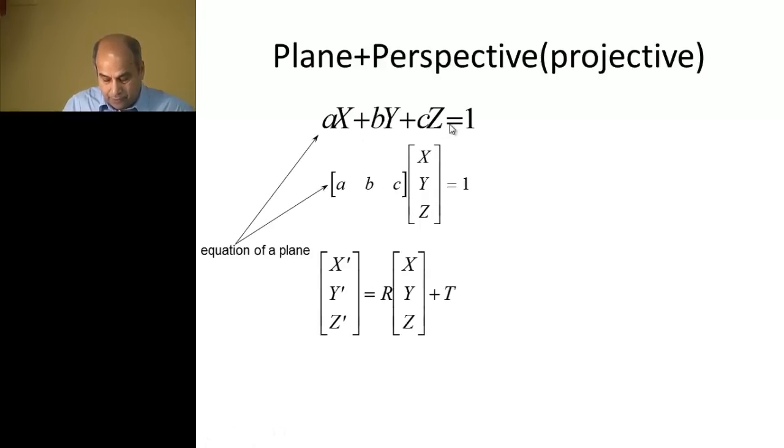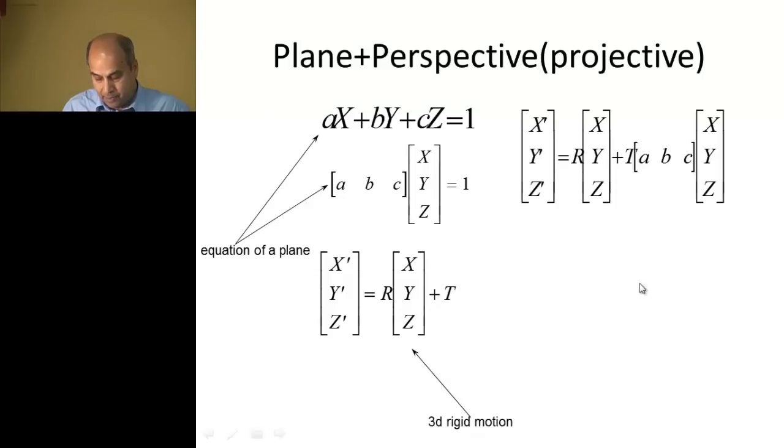Then we have the rigid motion, where x prime, y prime, z prime is given by rotation times x, y, z plus translation. We're going to combine these two, and we will put the equation of the plane here. Since this whole thing is equal to 1, we can just put it after t. It doesn't matter.